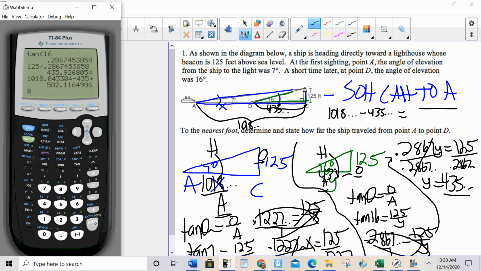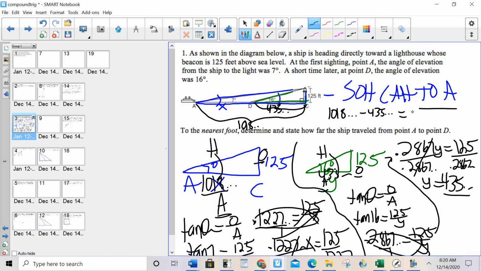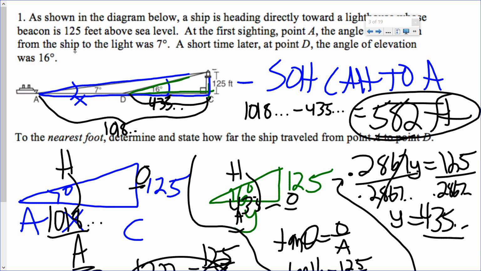It's asking to the nearest foot, so now I can round this answer to 582 feet, and that's my final answer. So it might seem like a long problem. It is a long problem, but conceptually it's pretty straightforward. To find the distance from A to D, I'm looking to see if there's subtraction, and yes, if I find this whole piece and I find this piece, I can subtract them to find the missing piece.